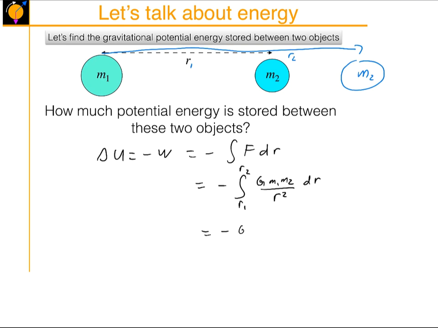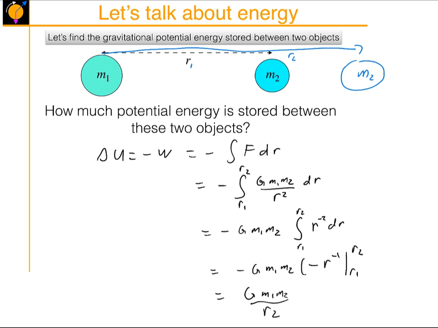So I'm going to pull out the constants, which are G, m1, and m2. And 1 over r squared, I'm going to rewrite as r to the minus 2. So what's the integral of r to the minus 2 with respect to r? That ends up being minus r to the minus 1 between r1 and r2. And we plug in our endpoints there, and we end up with G m1 m2 over r2 minus G m1 m2 over r1. So we have the change in potential energy given as this change here.